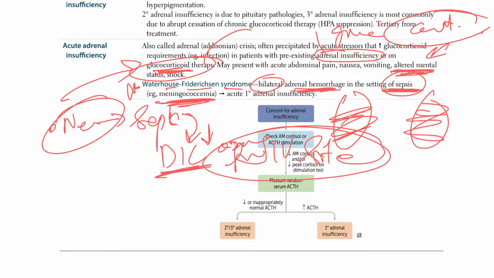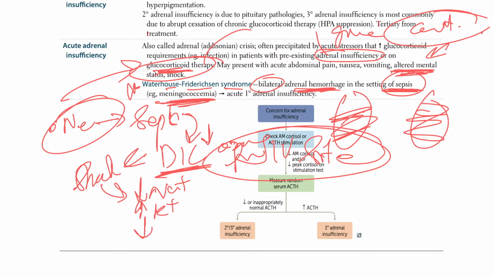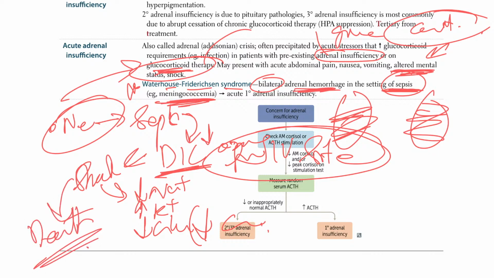Sepsis leading to DIC. That DIC is going to cause shock, right? And that shock will lead to low sodium, high potassium, and decreased glucose due to the fact that you have low cortisol from the adrenal insufficiency. Okay, and this shock will eventually lead to death. So with this, let's review this part and move on to the next one.